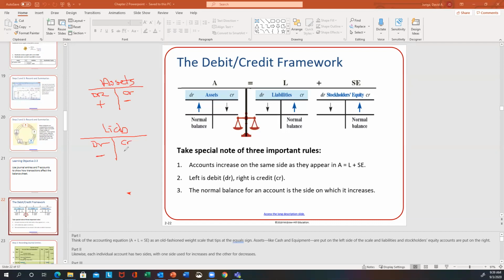So it's going to be minus plus. So your liabilities will increase on the credit side, just like for stockholders' equity, same thing. Again, you've got your debit and your credit. It's again minus plus. And again, the normal balance is wherever you see that plus sign. So that's when they're saying normal balance. Notice your normal balance is always going to be on the increase side of that particular account category.